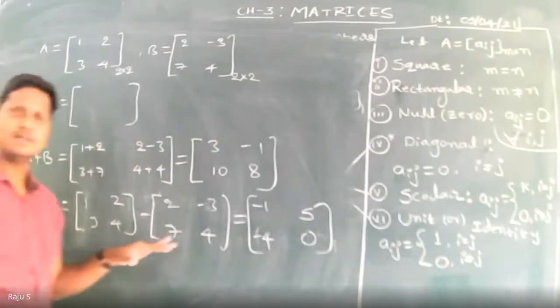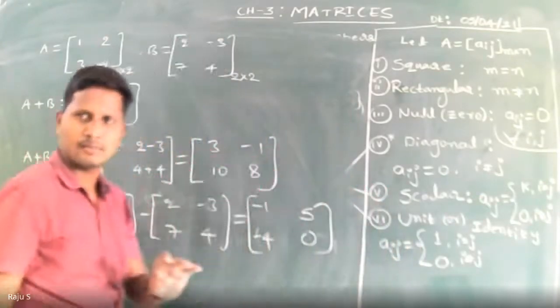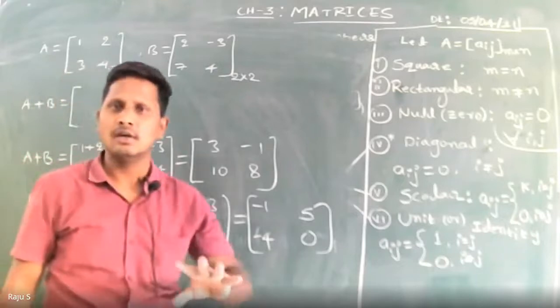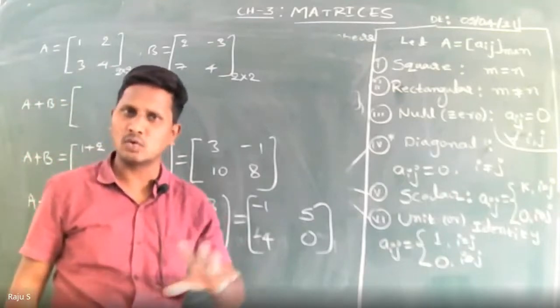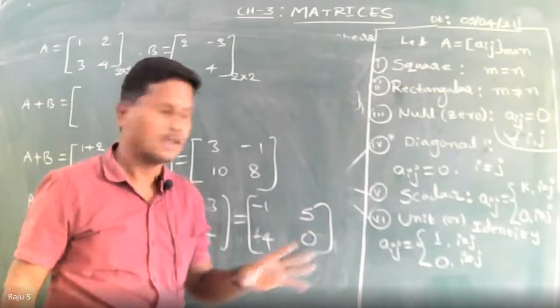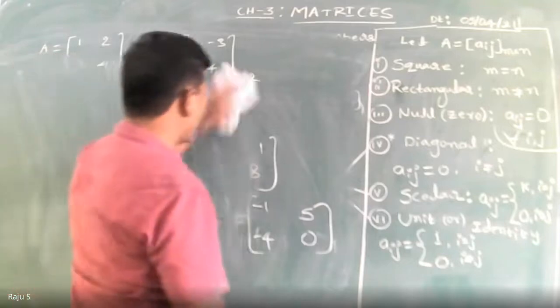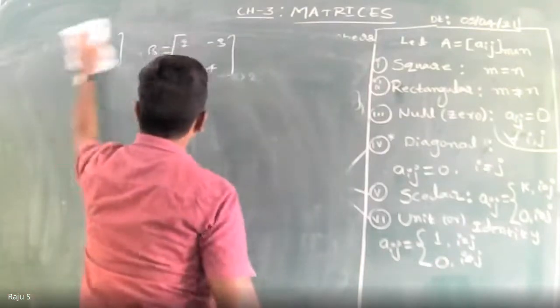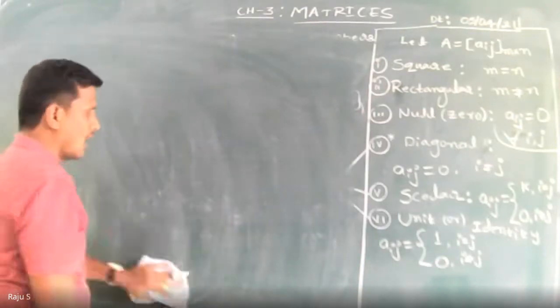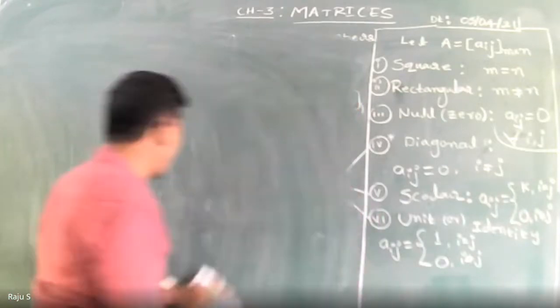So addition and subtraction are very, very easy. Coming to multiplication, it is very important because 90% of the questions are based on multiplication, even in JEE also. Let's see the multiplication: how to multiply two matrices, and also we will see some properties of addition.